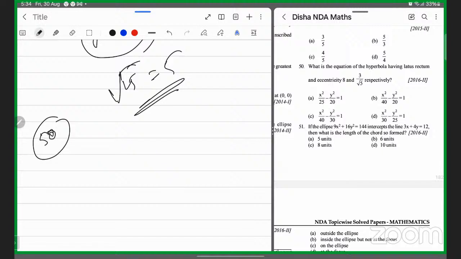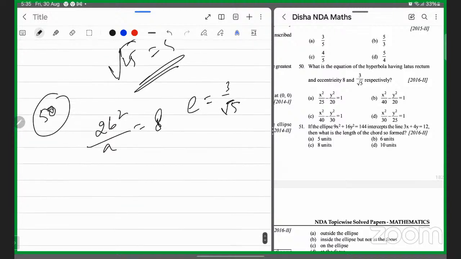The equation of the hyperbola having latus rectum and eccentricity respectively. Nothing is given, sorry. The denominator of x square is more than the denominator of y square, so it's a horizontal hyperbola. That means latus rectum 2b square upon a is equal to 8. And eccentricity is 3 by root 5. Understood? Tell me.